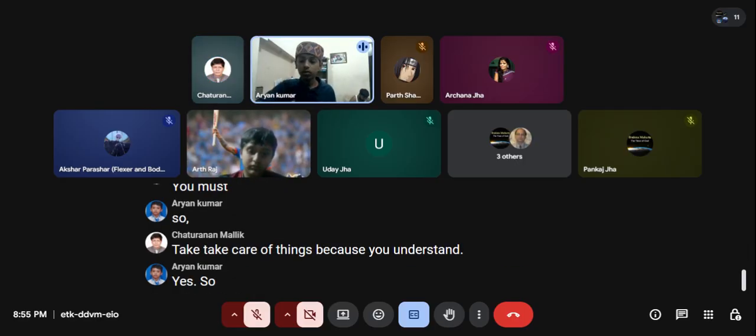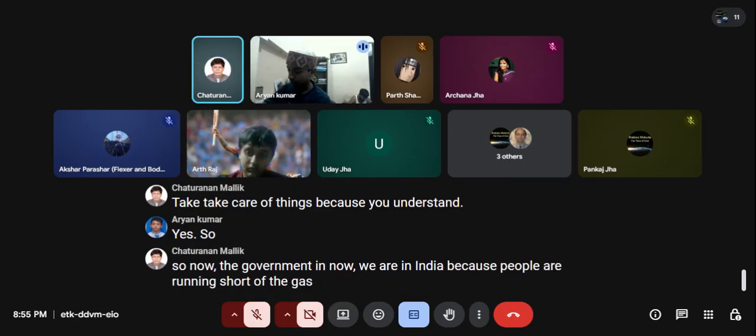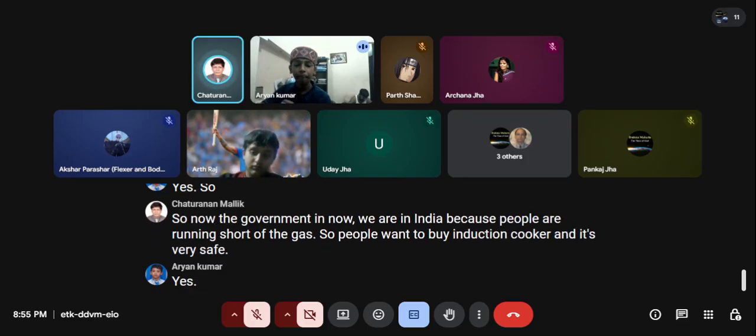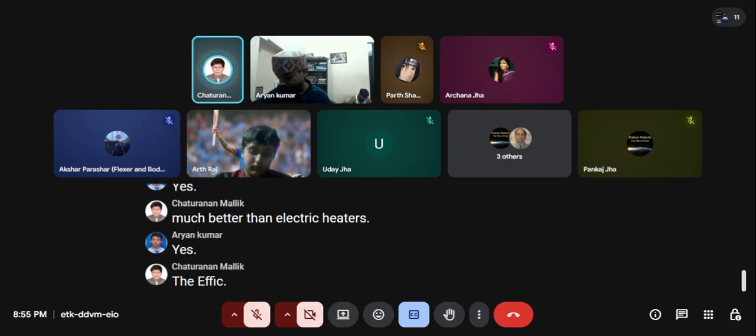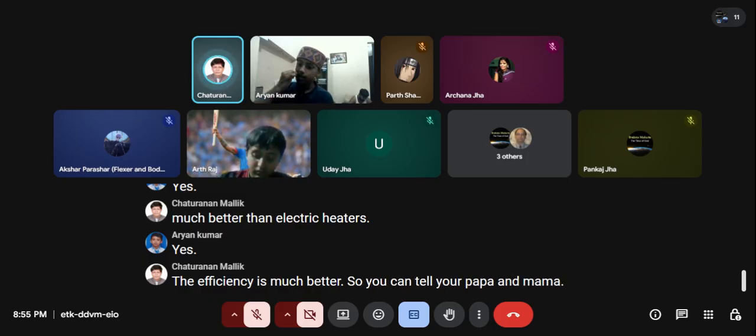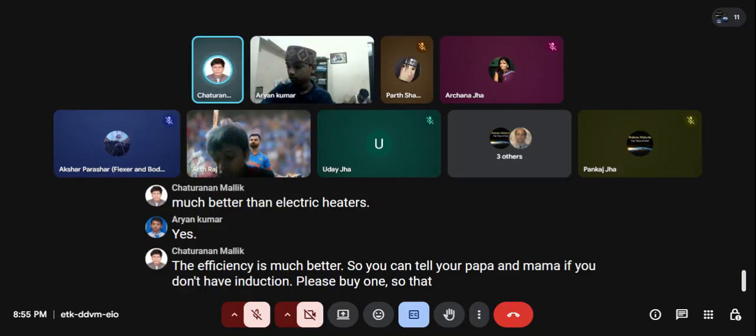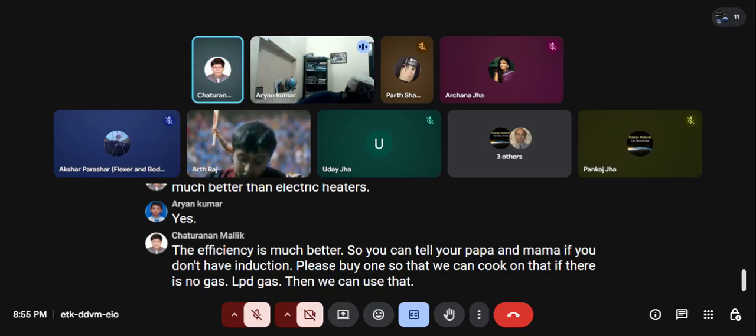So now we are in India, and people are running short of gas. People want to buy induction cookers, and it's very safe. It is much better than electric heaters. The efficiency is much better. So you can tell your papa and mama, if you don't have an induction cooker, please buy one so that we can cook on that if there is no LPG gas.